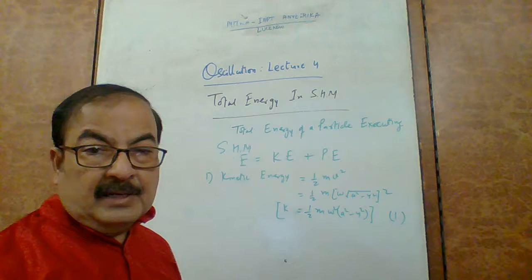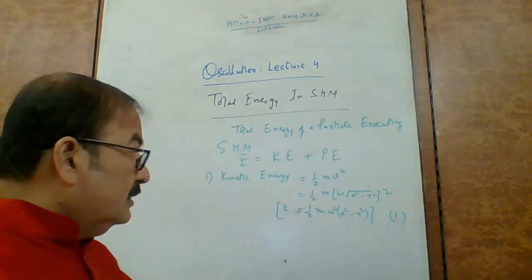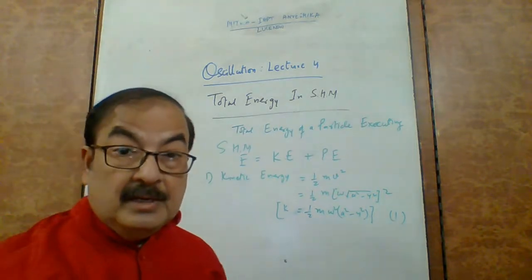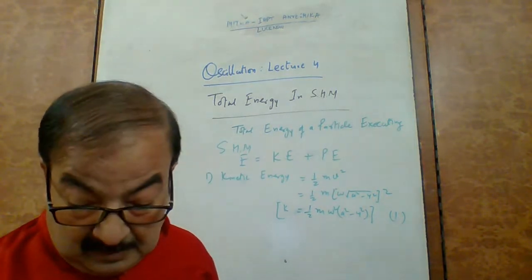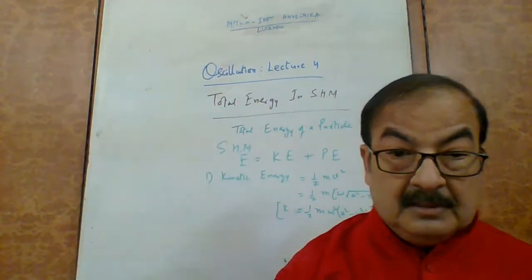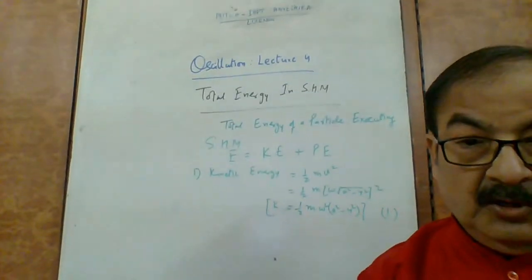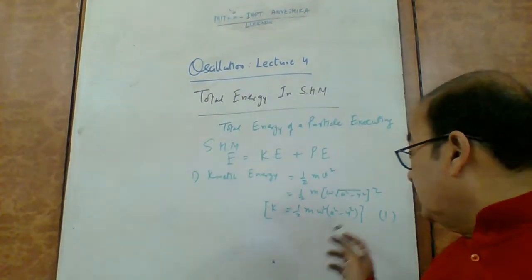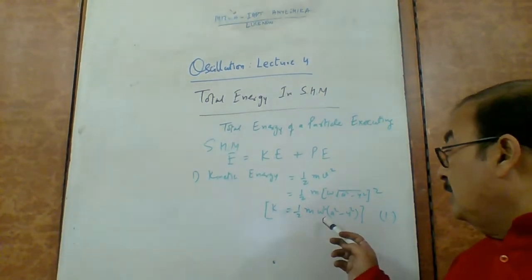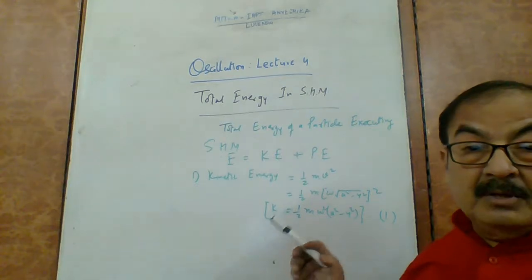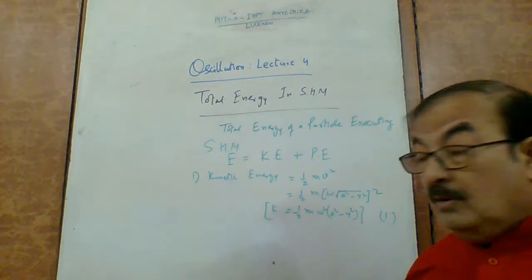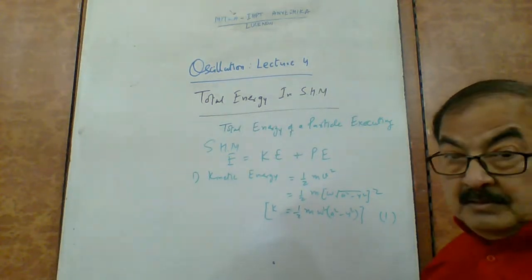K is your kinetic energy, and that is given by half m omega squared (a squared minus y squared), where a is the amplitude and y is the displacement at any time t. Whenever we are discussing any body, its displacement is given by y and its amplitude is given by a. And omega is, as usual, the angular frequency or angular speed, whatever we call it.